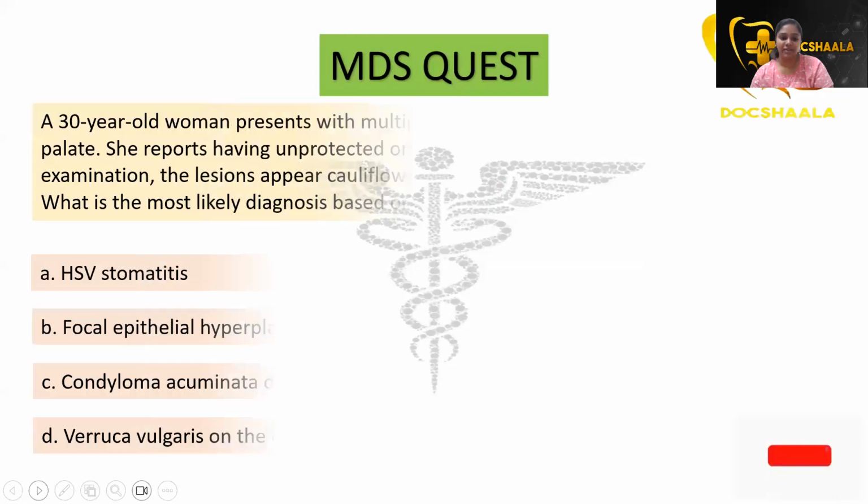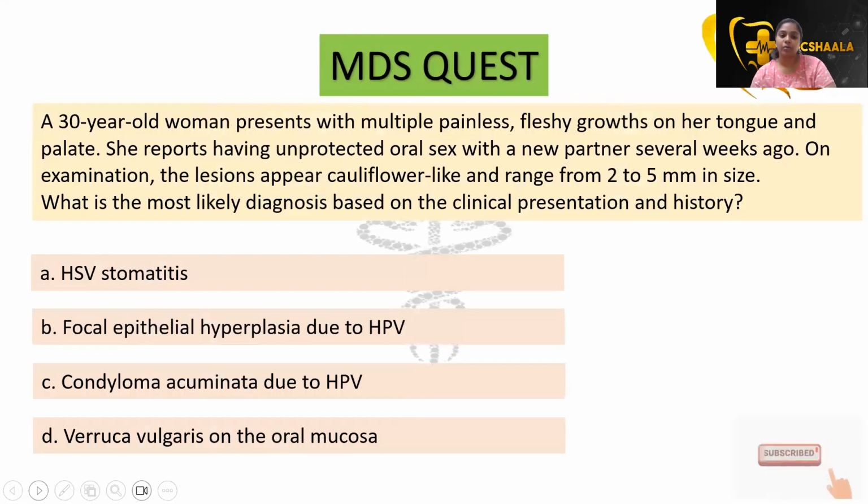So then coming to a question here, a 30-year-old woman presents with multiple painless fleshy growths on her tongue and palate, and she reports having unprotected oral sex with a new partner several weeks ago. On examination, the lesions appear cauliflower-like and range from 2 to 5 mm in size. What is the likely diagnosis based on the clinical presentation?